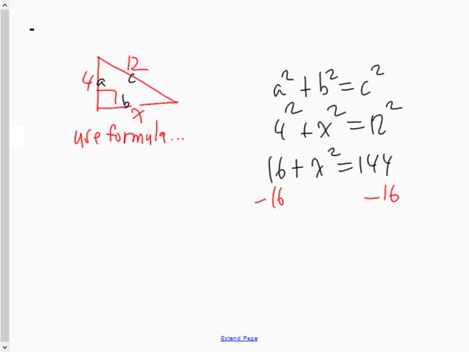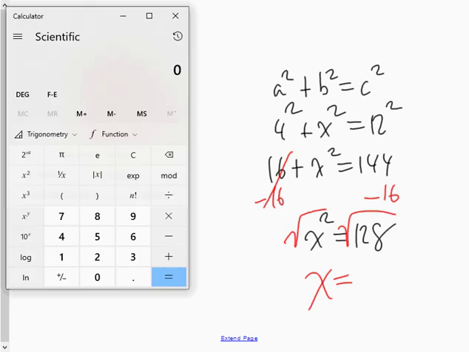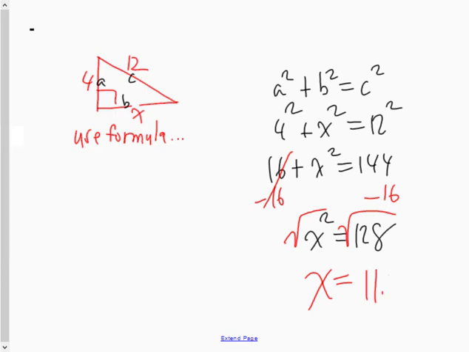Simplify that to be 16 plus x squared equals 144. Subtract 16 from both sides using our algebra sense. Get rid of the constant. X squared will equal 128. And then if I want to solve for it, instead of saying what number multiplied by itself, I could square root both sides algebraically to get x equals the square root of 128. Use my calculator. Roughly 11.3.